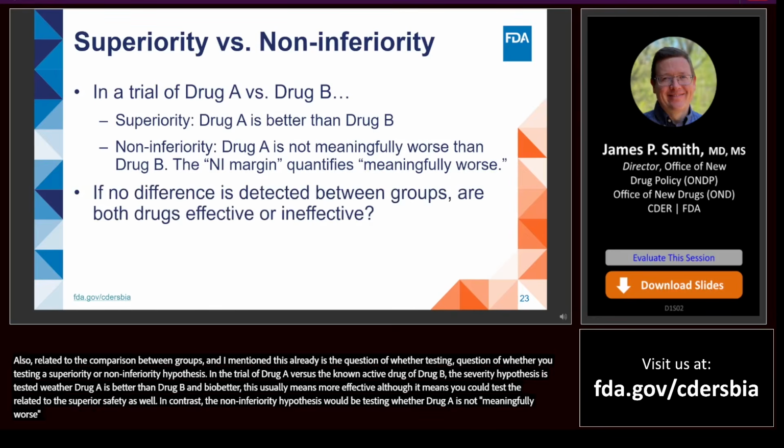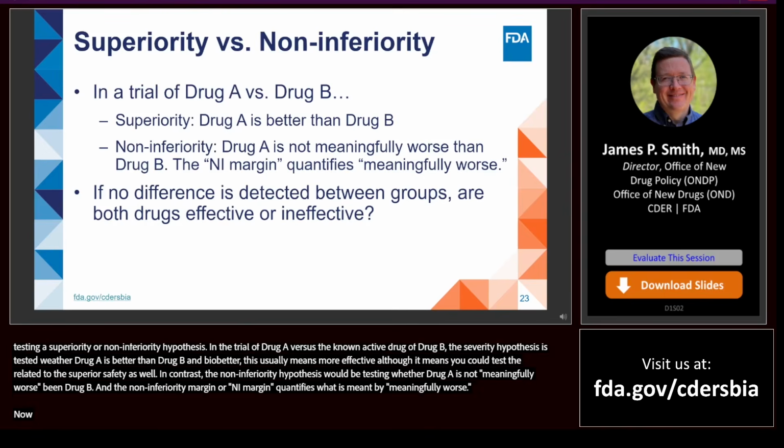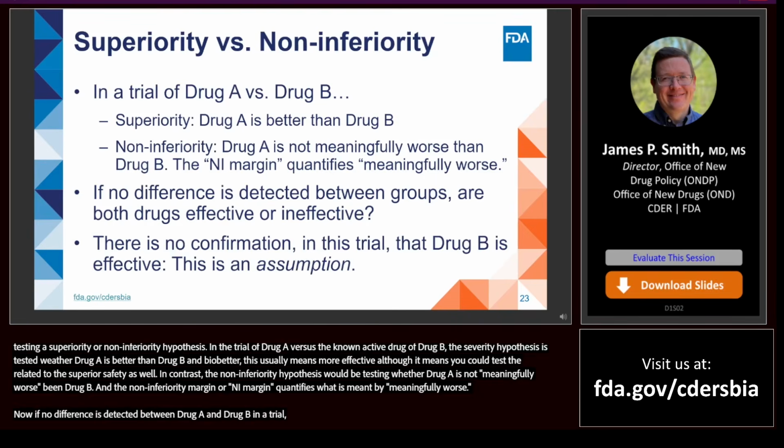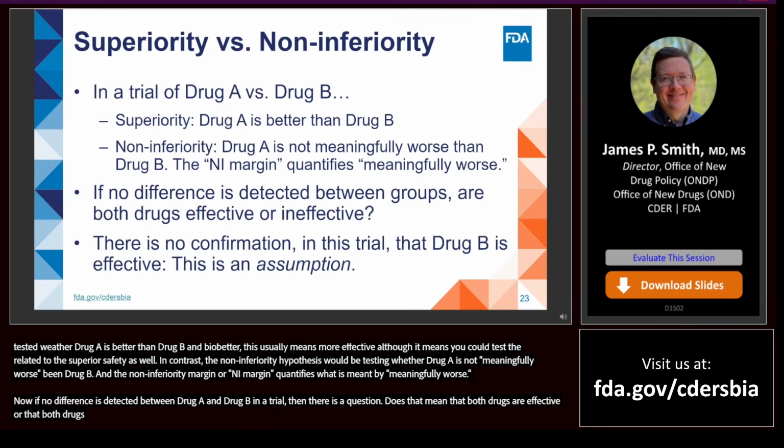Now, if no difference is detected between drug A and drug B in a trial, then there's a question. Does that mean that both drugs are effective or that both drugs are ineffective? And that's obviously a very important difference. And so because there's no confirmation within that trial itself that the active control drug B is effective, that's an assumption. And so it must be considered very carefully.